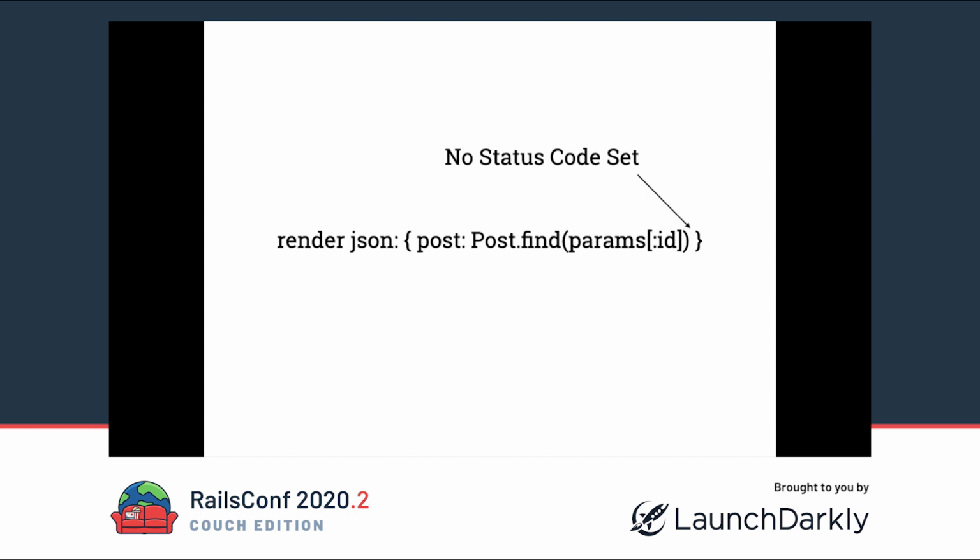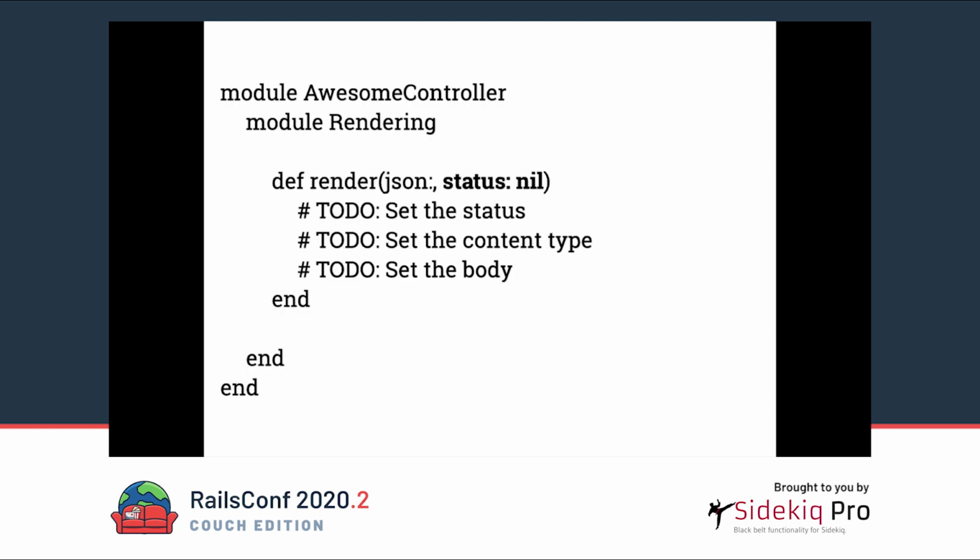The status is not something we always set when rendering JSON. For instance, here, when rendering the JSON for a single post, I don't specify a status code, and instead depend on the default 200 status code for the response. Since status will not always be provided, we can set this as an optional argument. And if the argument is provided, then we can set the status on the response. It's as simple as that.